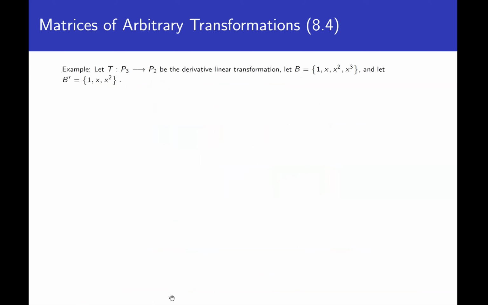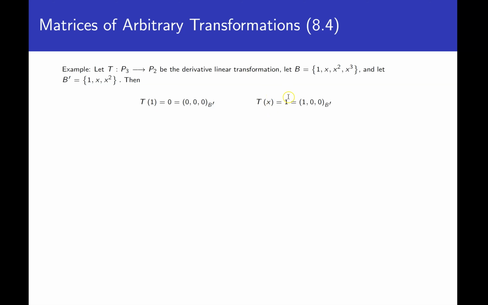All right, so let's start with the derivative linear transformation going from third degree polynomials to second degree polynomials. And let's let B and B prime be our standard bases for those two particular vector spaces. All right, so the process says first apply the transformation to each of the basis vectors in B and compute the coordinates relative to B prime. Well, the derivative of 1 is 0, and certainly the coordinates of 0 relative to B prime are 0, 0, 0.